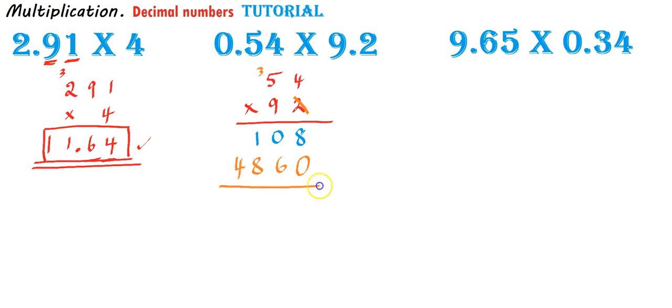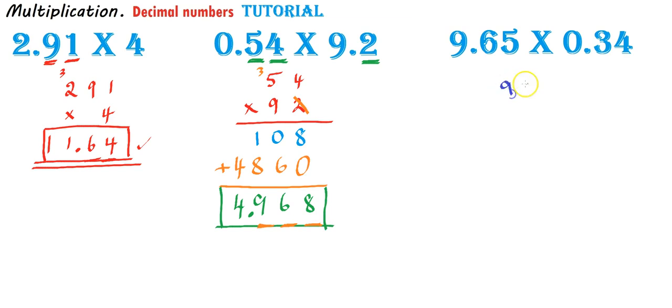Okay, so now I add those two rows. 8 plus 0, okay, so that's 8. 0 plus 6 is 6. 1 plus 8 is 9. 4 plus 0 is 4. I just have to count up the decimal places. So there's 1, there's 2, there's 3. So I do the same here. 1, 2, 3. Decimal point goes here. And that's that.